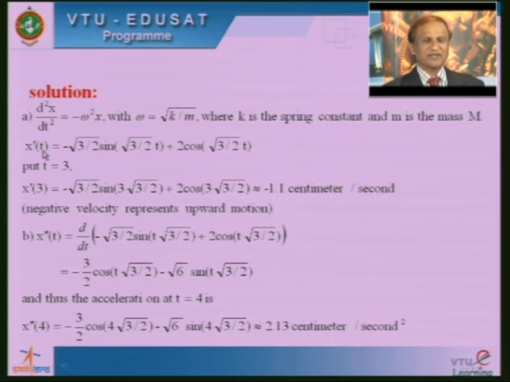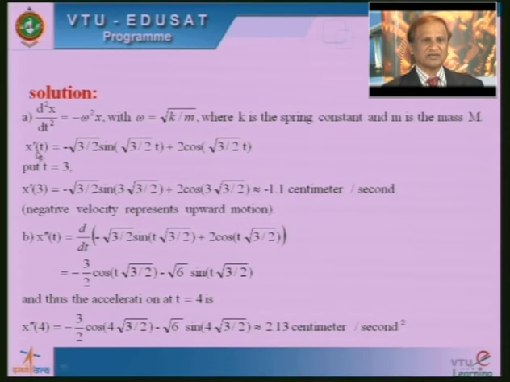Now, you can obtain the derivative of the solution that we have just obtained. I hope you will get x prime of t is equal to minus square root of 3 by 2 into sine of square root of 3 by 2 t plus 2 times cos of square root of 3 by 2 t. Is it clear? You can replace t by 3 in this equation.